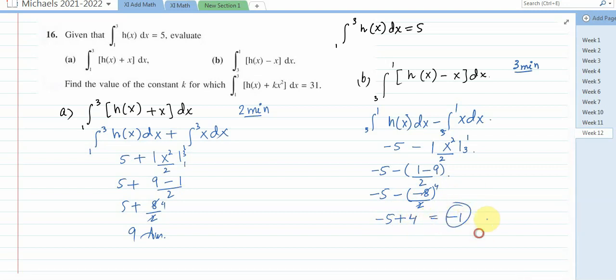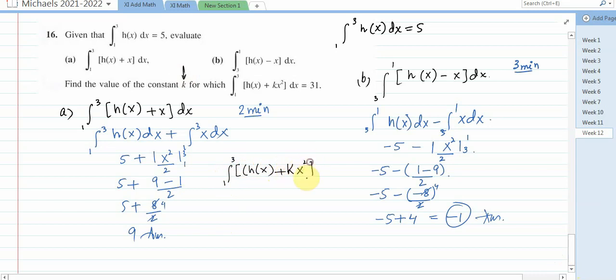Alright, so I hope and I expect that all of you are getting the same value. And after that, the last part, similar to the last question in which we had to find the unknown m. Instead of m, the unknown now is k, but the strategy, the steps of working are almost the same. So now it says the integration from 1 to 3 of h of x plus kx square dx is equal to 31.